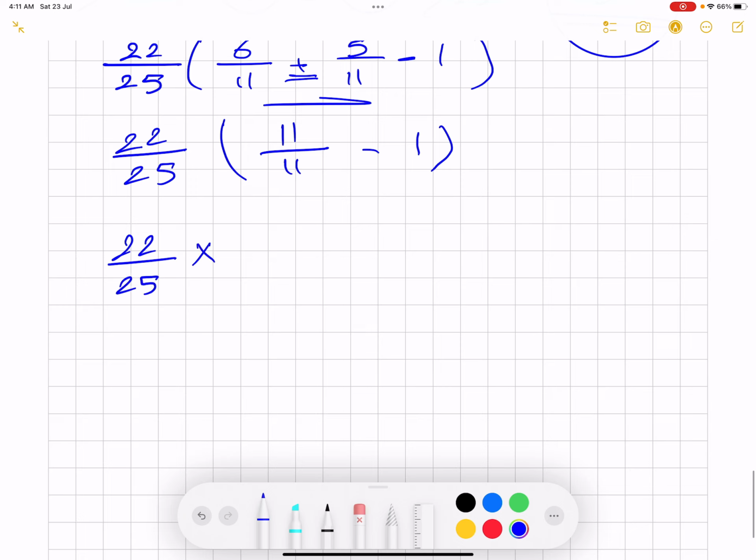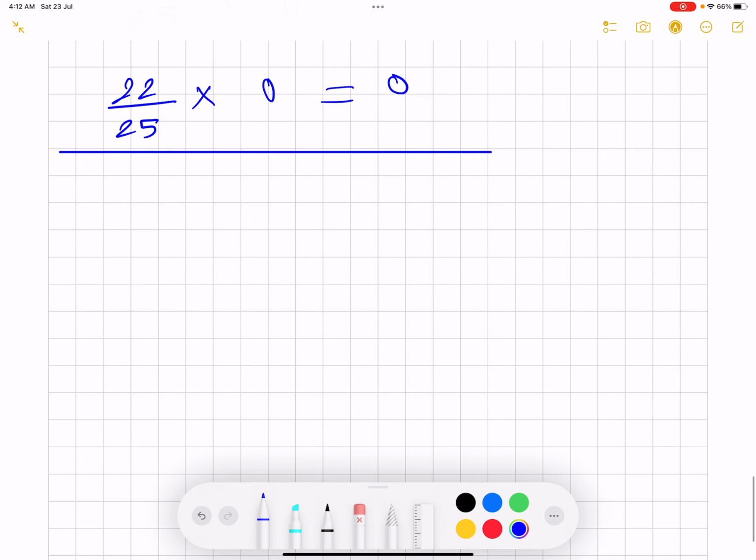طبعا هتبقى times 1 minus 1 اللي هتبقى 0، وأنا عارف إن 22 over 25 times 0 أو أي حاجة times 0 it will be إيه؟ It will be 0. وطبعا الخاصية دي اللي إحنا بنقول عليها distribution over الإديشن. أظن العملية سهلة جدا وما فيهاش أي مشكلة خالص. العملية بتبقى واضحة. So let me give you another example.